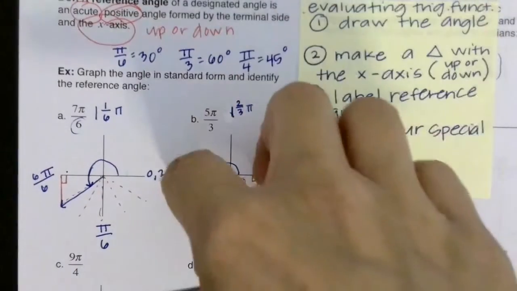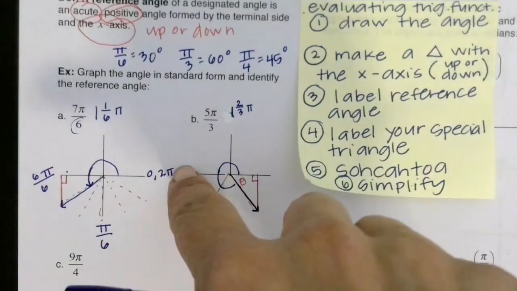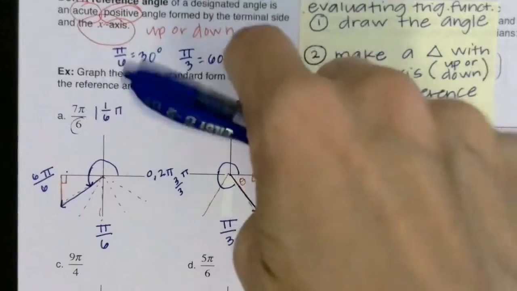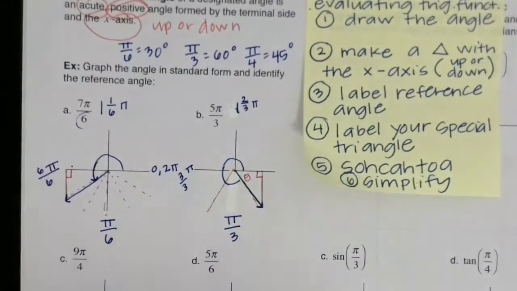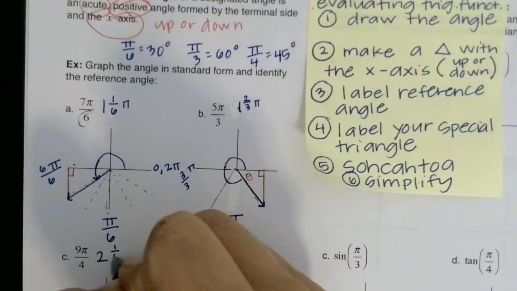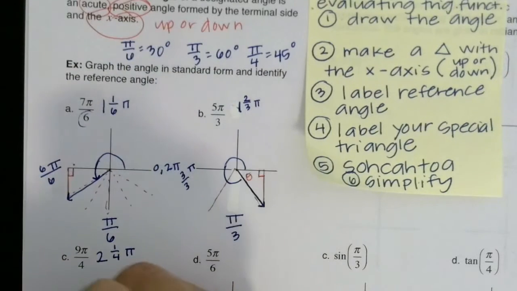Again, pi and 180 are at the same point on the unit circle. So pi divided by 3, 180 divided by 3 is 60. 180 divided by 4 is 45. Alright, this one is going to be 2 and 1/4 of pi. So this is 4 pi out of 4.